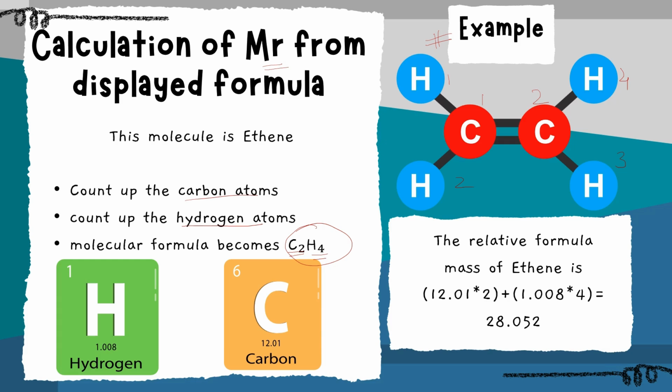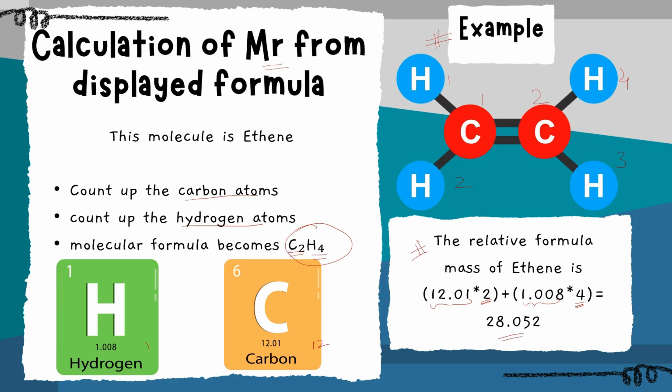We know the mass of hydrogen. You can either use 1 or 1.008, whatever is given in the question. For carbon, it is 12.01, or you can write 12 as well. So the relative formula mass of ethene is the mass of carbon, that is 12.01, times the number of carbon atoms, that is 2, plus the mass of hydrogen atom, that is 1.008, times the number of hydrogen atoms, that is 4. It comes out to be 28.052.